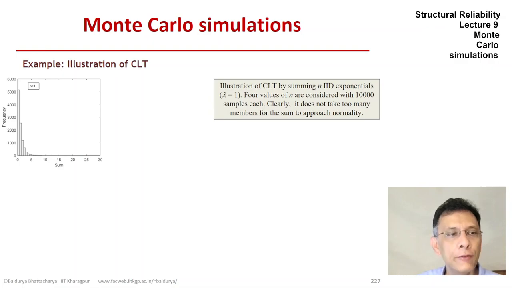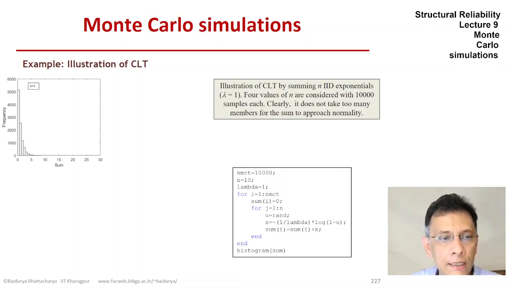So let's see what happens if we just sum two of these. Then we'll sum maybe 4 of them, 5 of them, and then 10 of them, and see what the histogram starts looking like. So this would be the code. Let's look at the inner loop, the for loop on j.